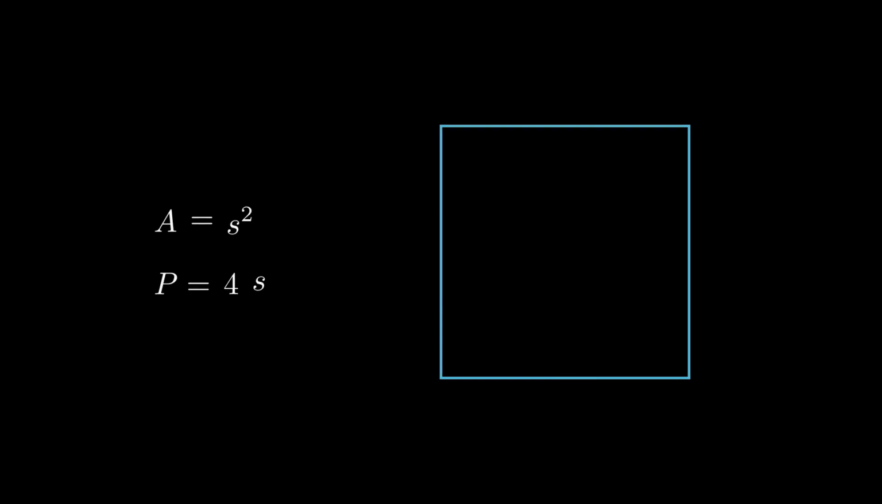A similar method should work for other shapes. Let's try adding a side, leading us to a square. For a square, the area is s squared, and the perimeter is 4 times s. This problem ends up being very easy to solve, as we simply set 4 times s equal to s squared and divide both sides by s. We end up with a solution, s equals 4.